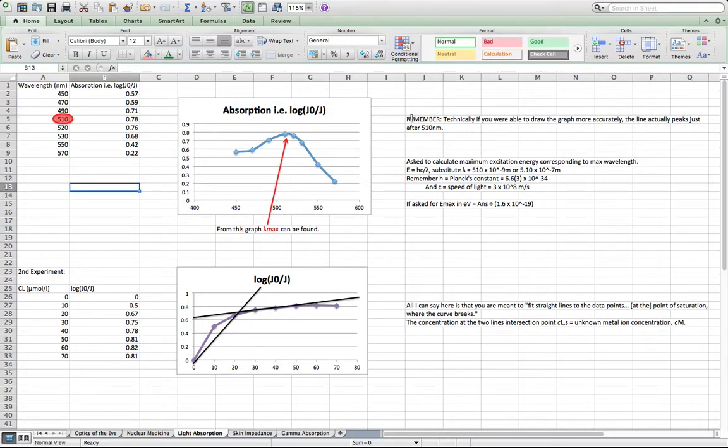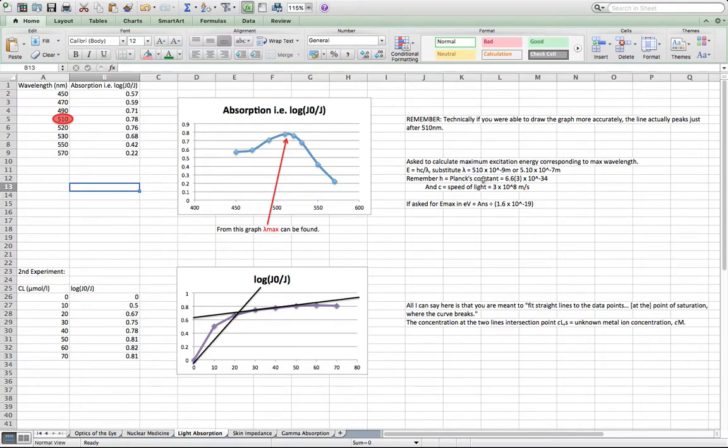But as I've also stated up here, technically if the graph was drawn more accurately, you can see that the line actually continues a bit further past 510 nanometers. So the peak wavelength may not necessarily be one of the wavelengths that you've actually measured. It could be between two, so around here somewhere.